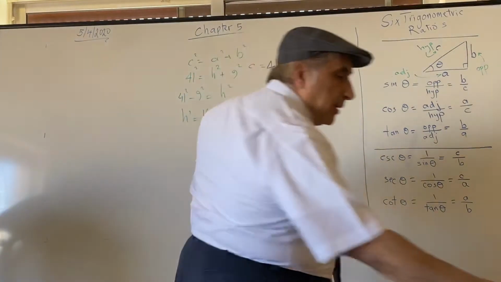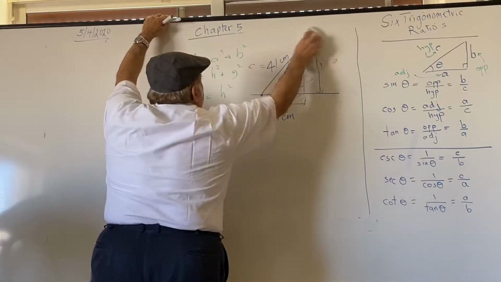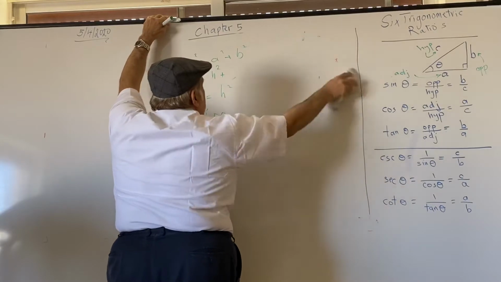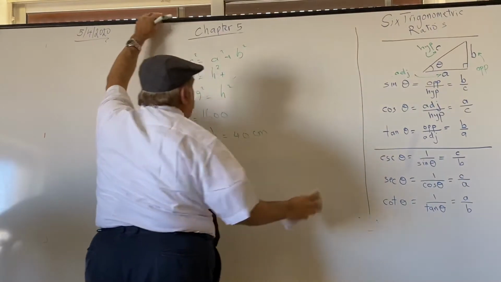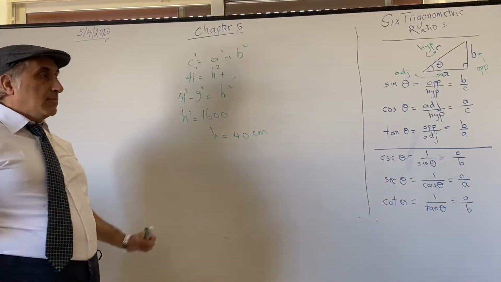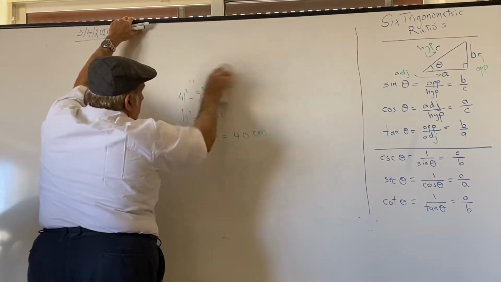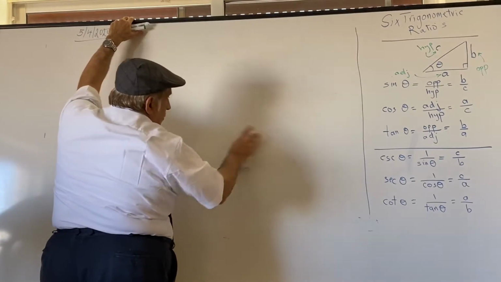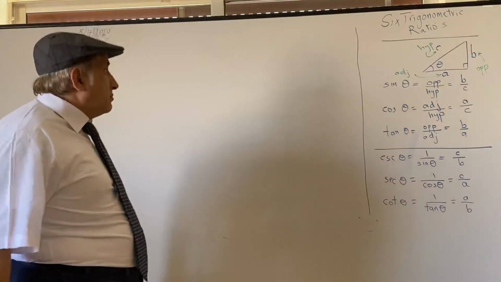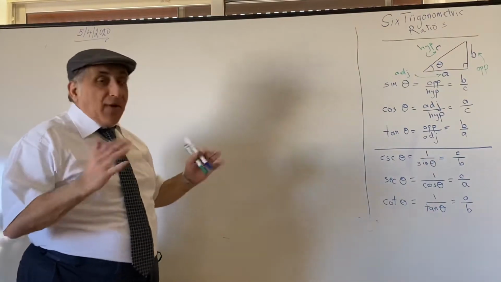Okay though. Now, let's move to the second part of this chapter. What did you notice in this question? There were no angles, only sides. I give you 2, you find the third. I give you any 2, you find the third one.